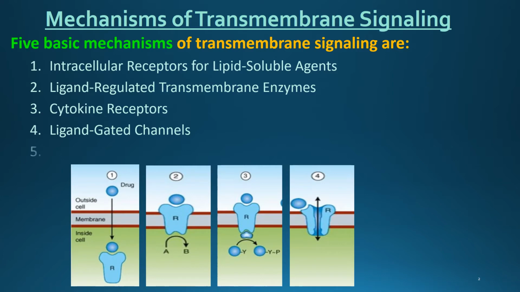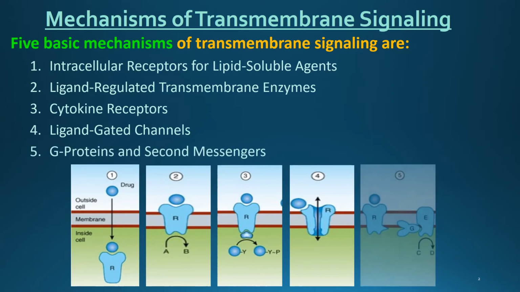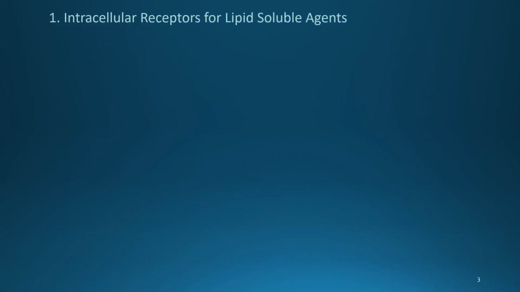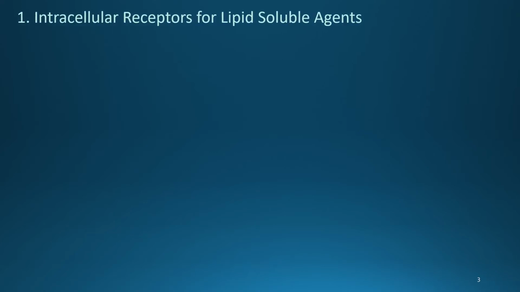Last basic mechanism is through G protein and second messengers, where a transmembrane receptor protein stimulates a GTP-binding signal transducer protein, also called G protein, which in turn modulates production of an intracellular second messenger. Now let me describe each one by one with examples. First is intracellular receptor for lipid-soluble agents.